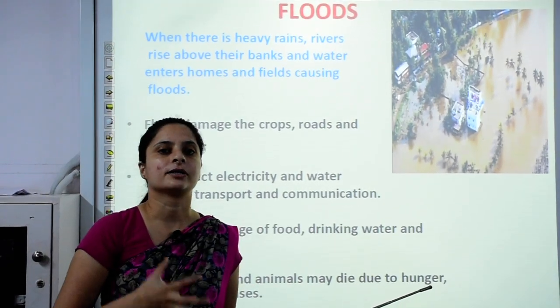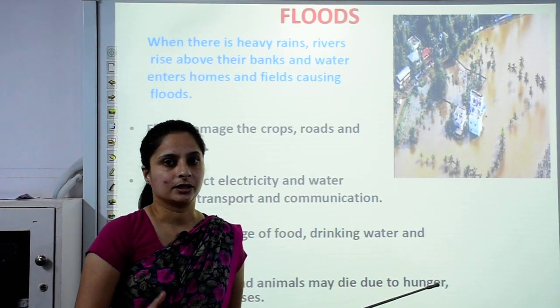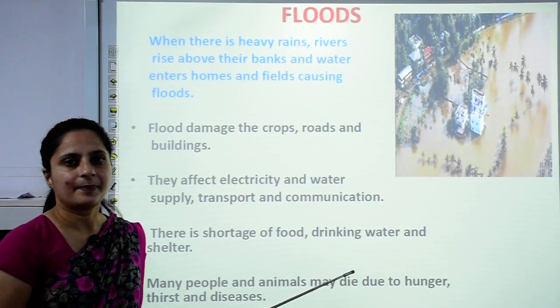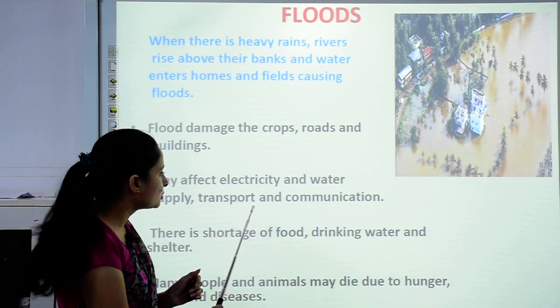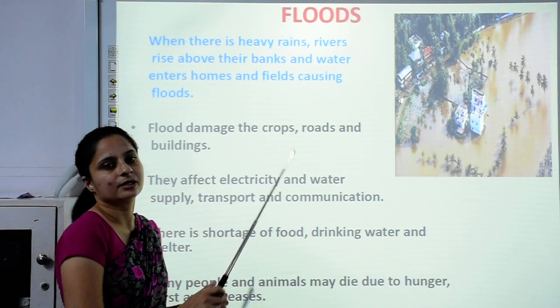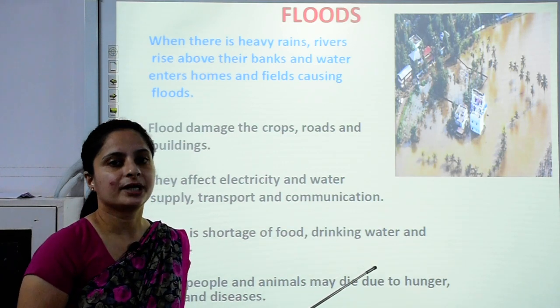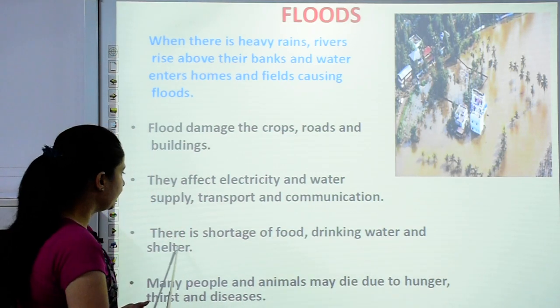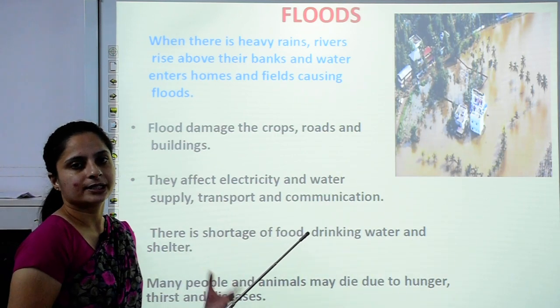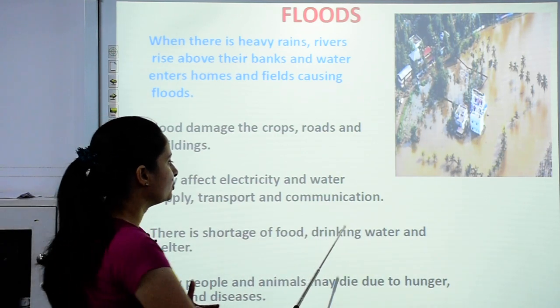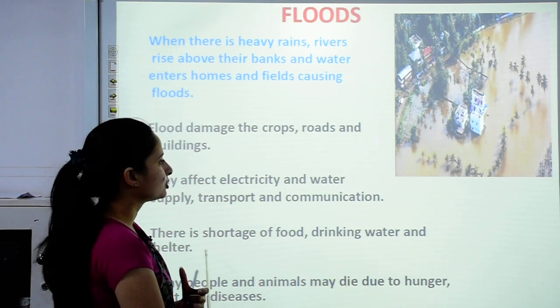All kinds of water, sewage water, sea water and river water, get mixed up and make the water dirty. Transport facilities are also affected, and communication services are affected. There are no networks. It also results in shortage of food, drinking water and shelter.